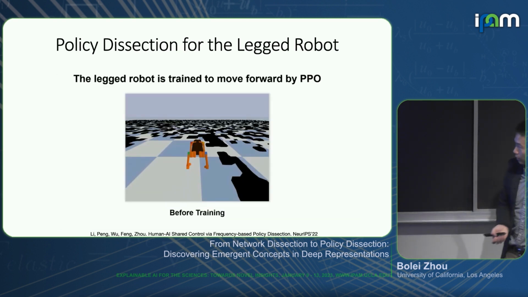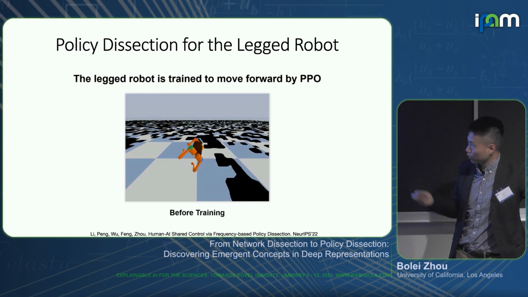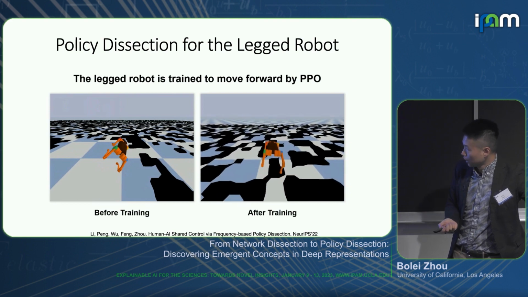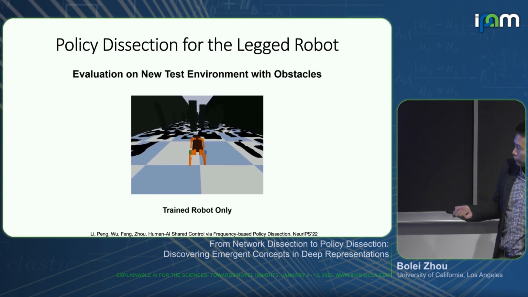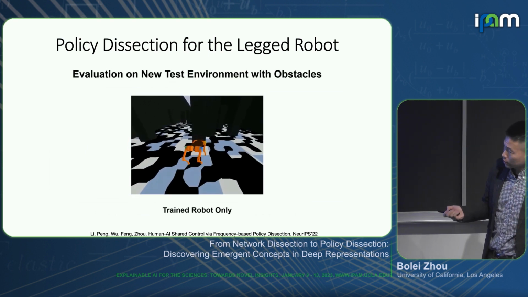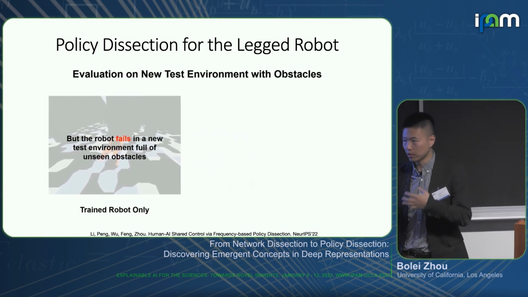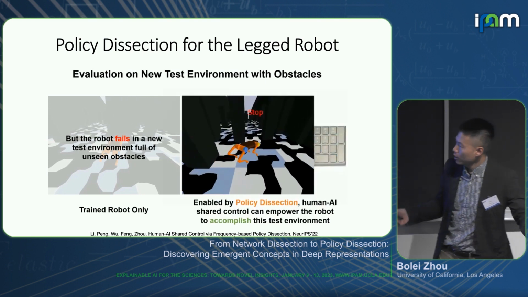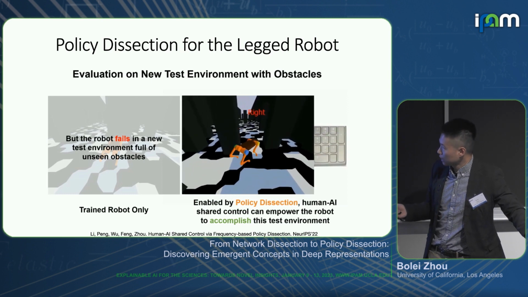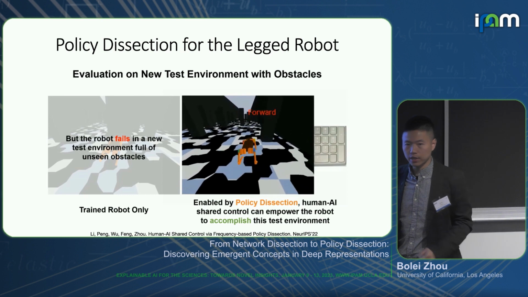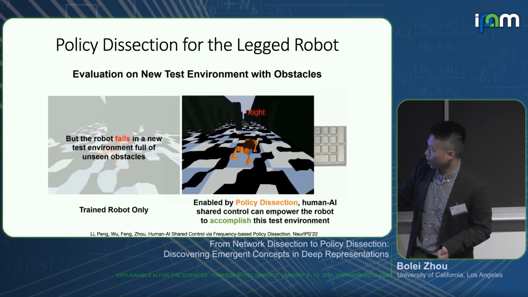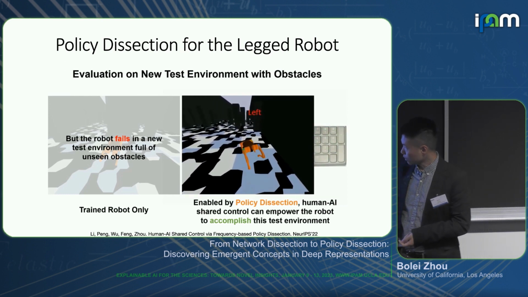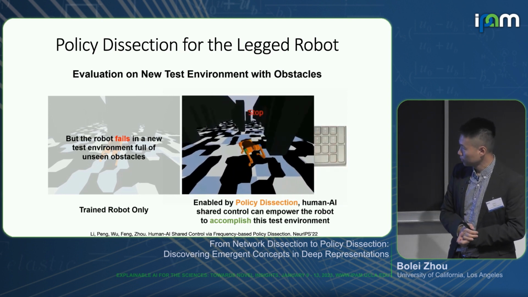So here we apply this to another environment, to this four-legged robot. This training task is just moving forward without any obstacles. Then if you deploy this agent in a new environment with obstacles, this agent doesn't know how to overcome this because there is a clear domain gap between the two. But if we apply the policy dissection there, then have human in the loop to help this agent to solve this testing environment, then we can issue this high-level order. Then this agent will execute these orders and then overcome this navigation task in this environment with obstacles. So here is this human-AI shared control environment.